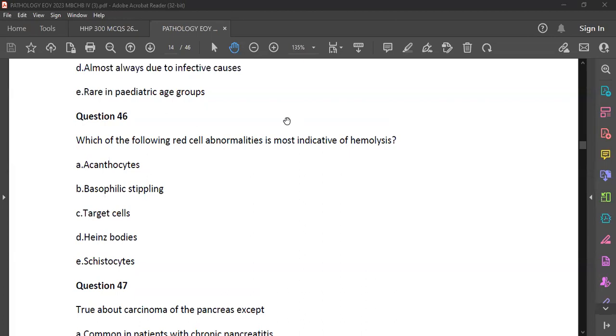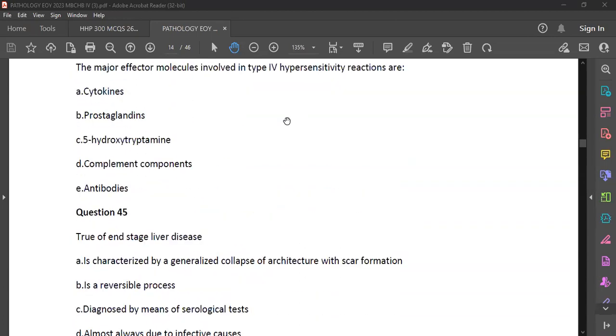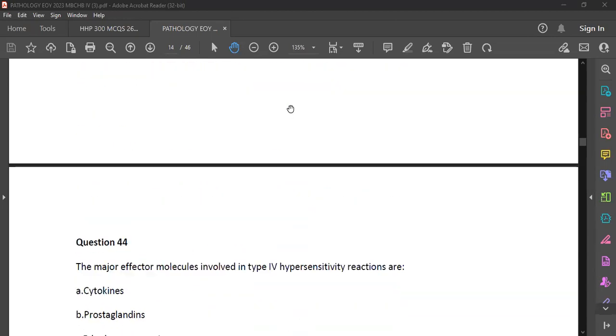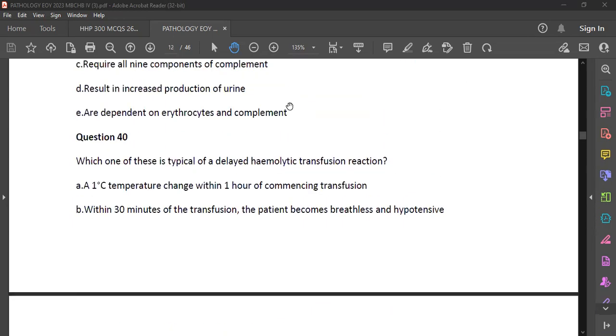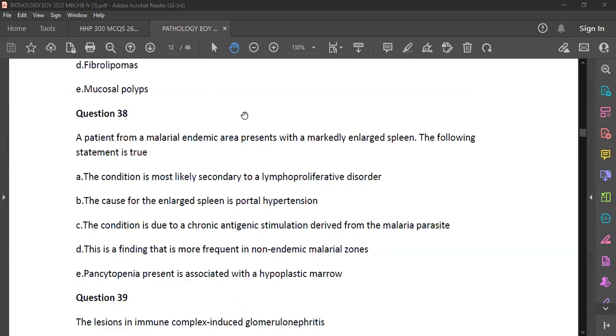Sorry to take you back. There's someone who has a question on question number 38. He wants you to shed light on option A, why option A was not an answer. The condition is most likely secondary to lymphoproliferative disorder.